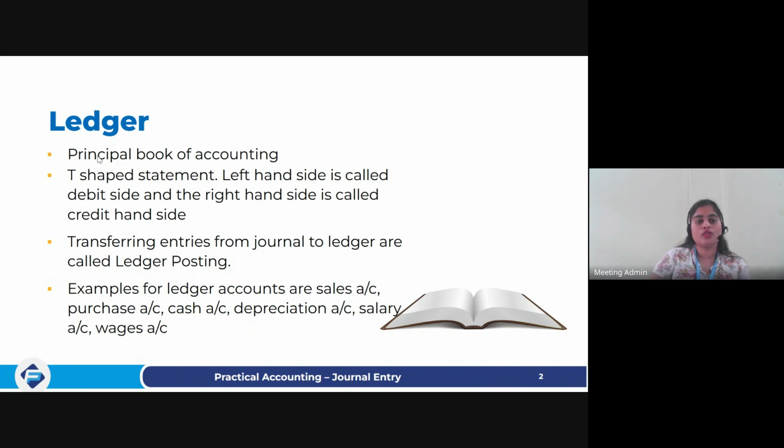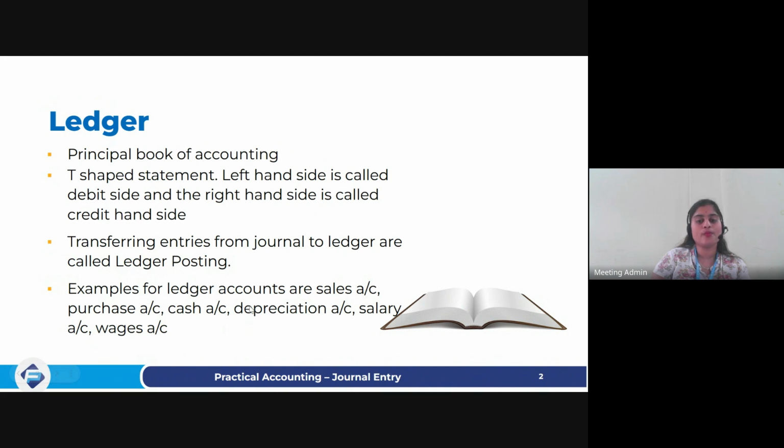So that's why it is the principle of books of account, because we follow rules. The debit aspect has to come in the debit side itself, and the credit aspect has to come under the credit side itself. It is a T-shaped statement. The left-hand side is called the debit side, and the right-hand side is called the credit side. We transfer the entries from the journal entry. If you're done with the journal entries, those transactions you transfer to the ledger posting.